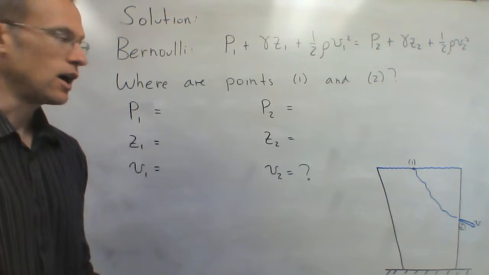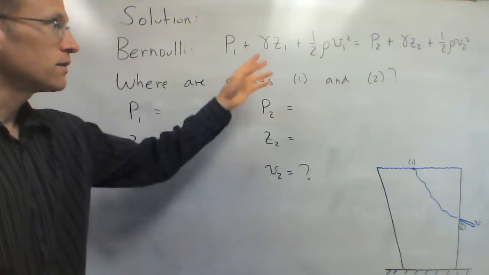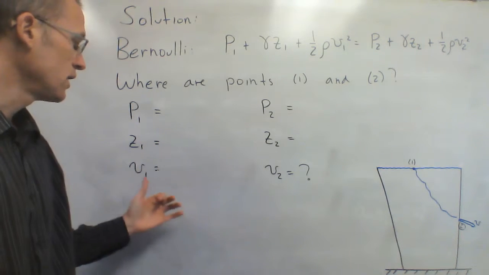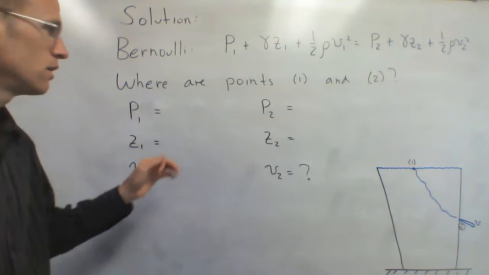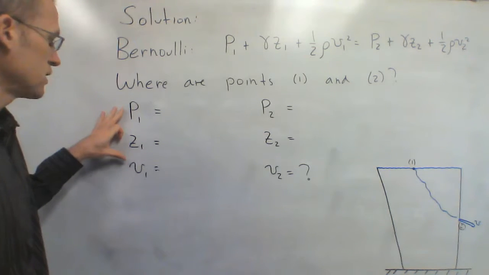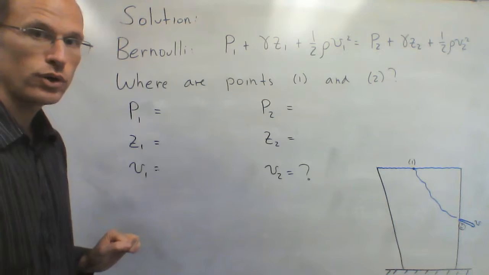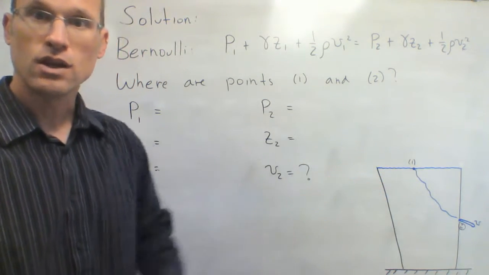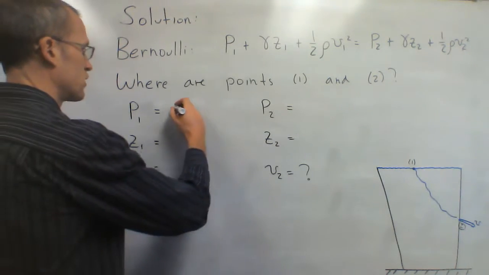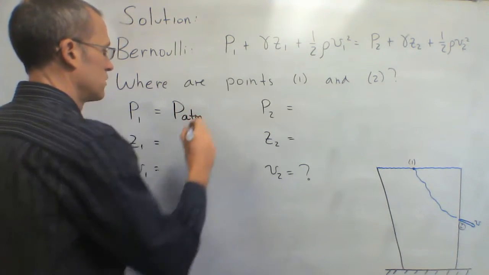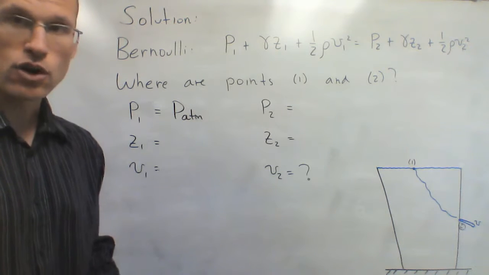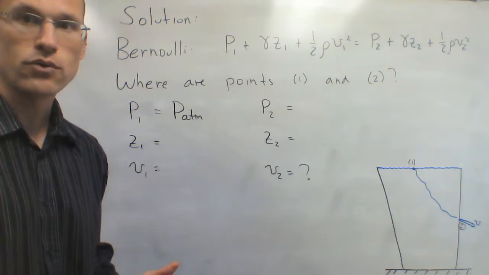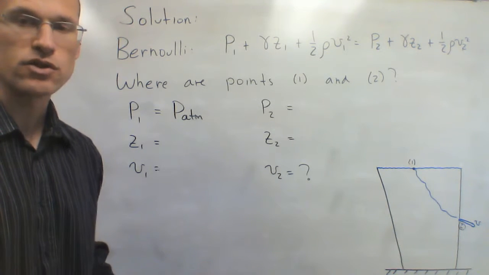So again, now I'm looking for V2. To find V2, I need to know everything else in my equation: P1, P2, Z1, Z2, and V1. So again, I picked that point, point 1, because I knew all 3 of these things at that point. So in terms of pressure, this cup is obviously open to the atmosphere. So pressure at point 1 is atmospheric pressure. I can either call that atmospheric pressure of 101.3 kilopascals, or if I'm using gauge pressure, call it 0.